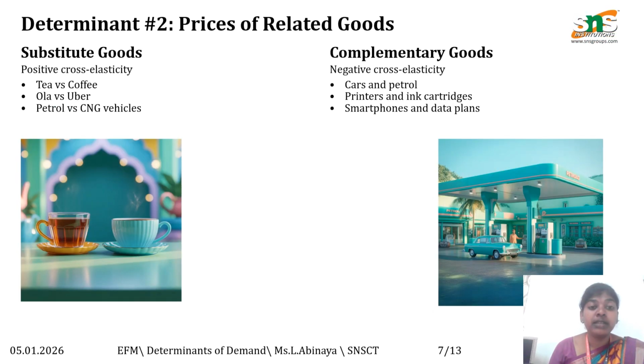Determinant number two is pricing of related goods: substitute goods and complementary goods. Substitute goods have positive cross elasticity, like tea versus coffee, either tea or coffee, Ola versus Uber, and petrol versus CNG vehicles. Complementary goods have negative cross elasticity, like cars and petrol, printers and ink cartridges, and smartphones and data plans.